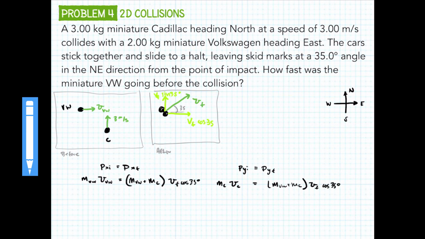Okay. So the nice thing here is we have two equations and two unknowns, okay? The unknowns are the final velocity, but also the initial velocity of the Volkswagen, and we're only solving for the initial velocity of the Volkswagen. So we're going to start by solving for V final over here, okay? So V final is going to be equal to mass Cadillac velocity of the Cadillac over the total mass, sine of 35.